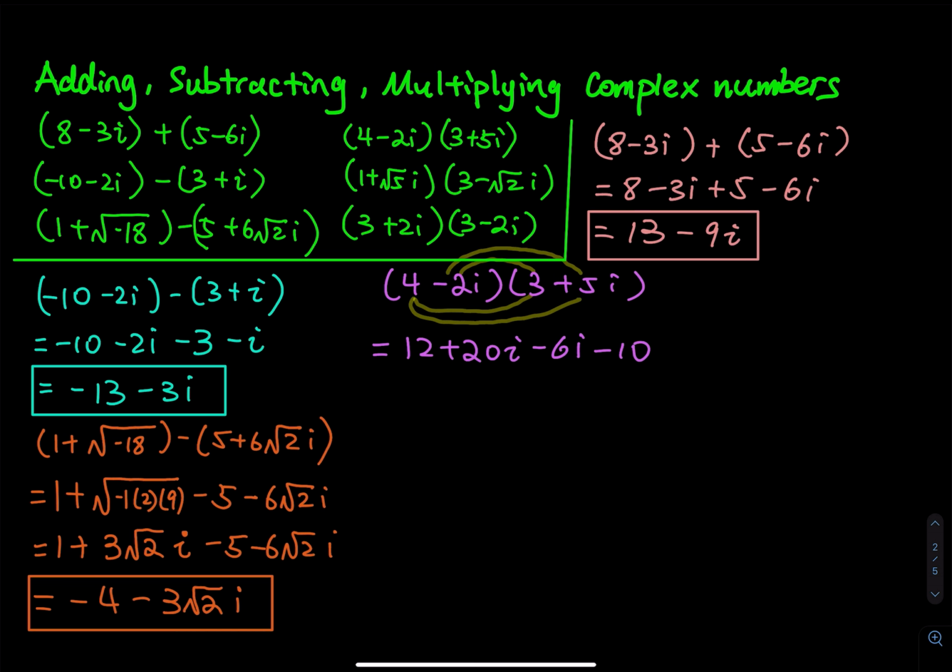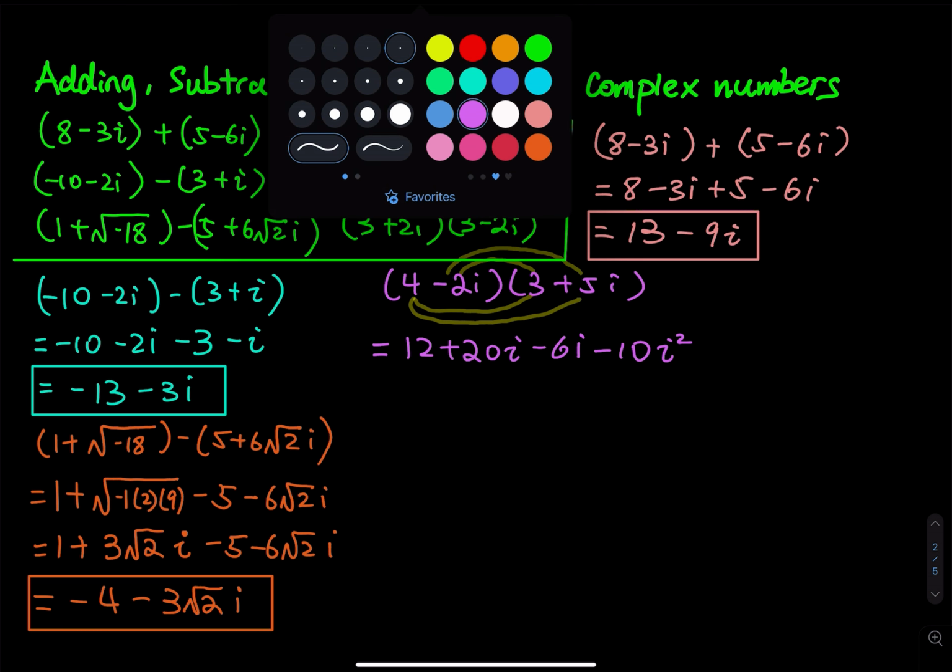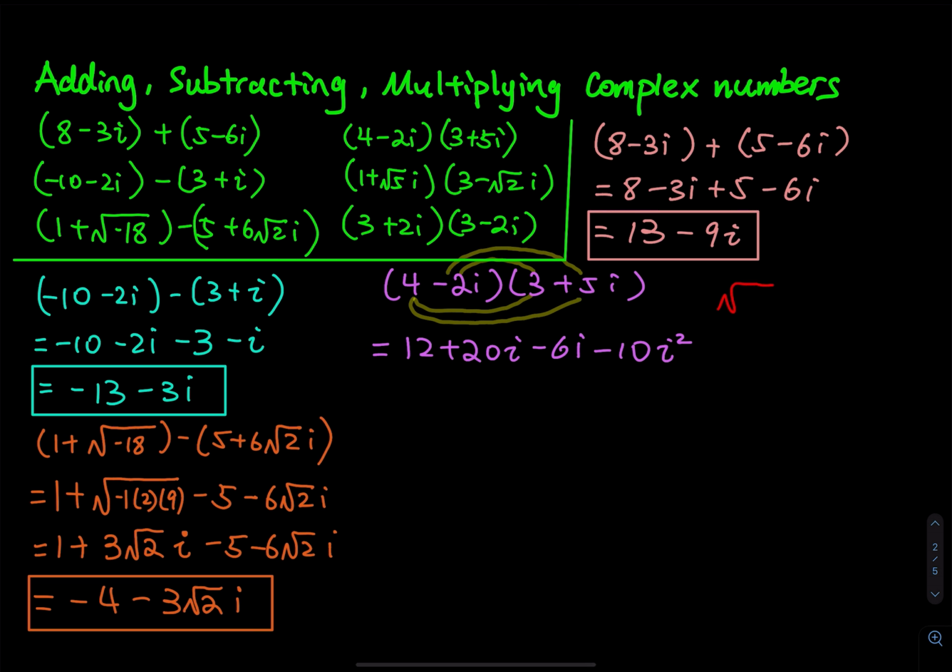And now, i times i is i squared, right? So what is i squared? Remember that the square root of negative 1 is equal to i. Should we do this in red? Let's just do this in red. The square root of negative 1 is equal to i. When you square both sides, you have an i squared.